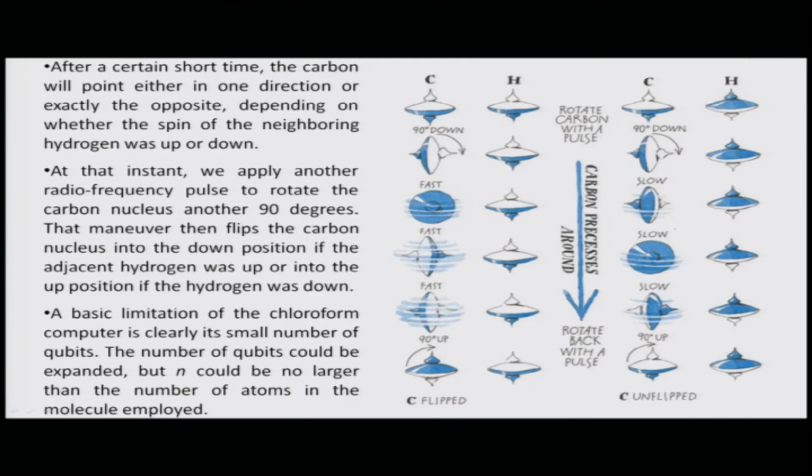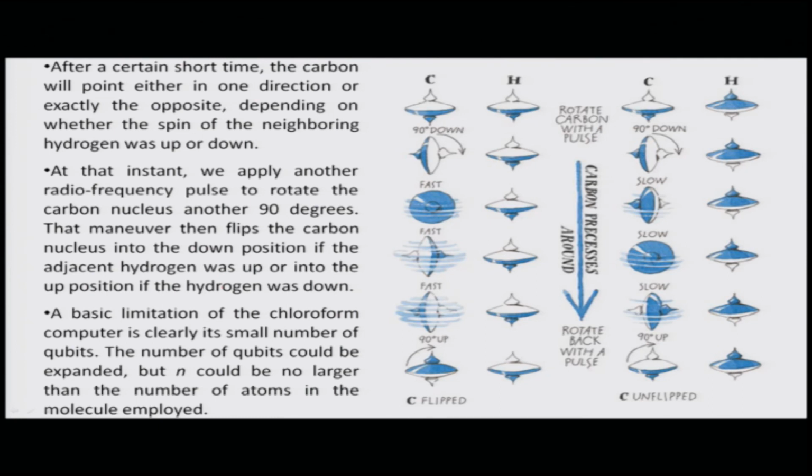So, whatever I have shown until now is shown here pictorially, which is that after a certain short time, the carbon will point either in one direction or exactly the opposite, depending on whether the spin of the neighboring hydrogen was up or down. At that instant, we apply another radio frequency pulse to rotate the carbon nuclei another 90°. That maneuver then flips the carbon nuclei into the down position if the adjacent hydrogen was up, or into the up position if the hydrogen was down.